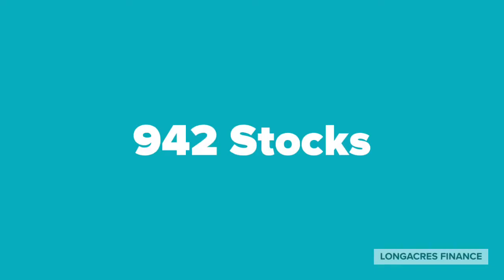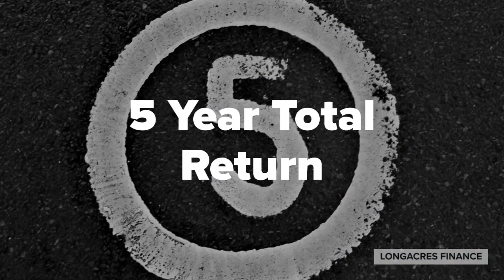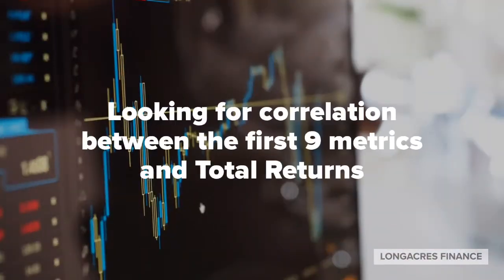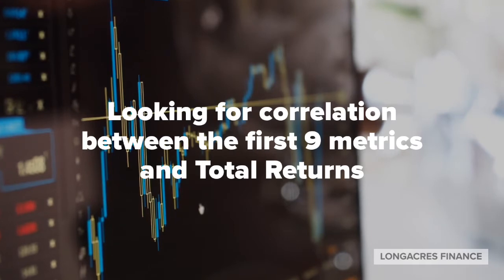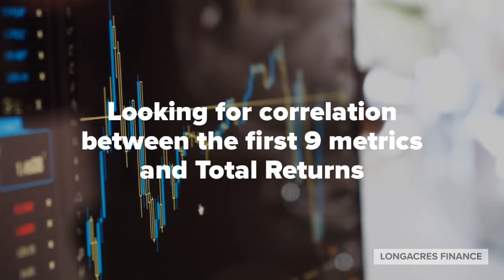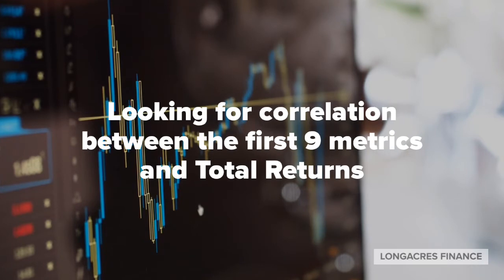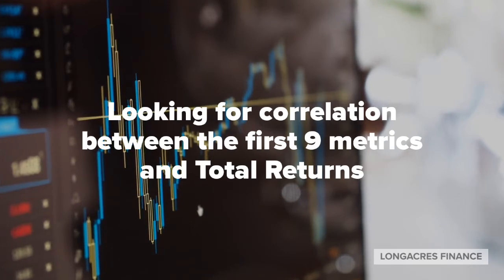I added my 9 metrics to the screener, and also the 5-year total return and the 3-year total return. Next, I will look at each metric individually and see if there is any correlation between that metric and the past 5- and 3-year total returns. It would be too cumbersome to show you the entire process, so I will show you the end result here, and I'll go through each metric one at a time.